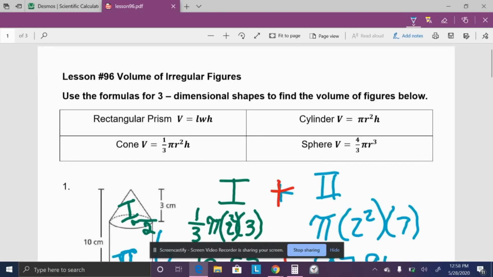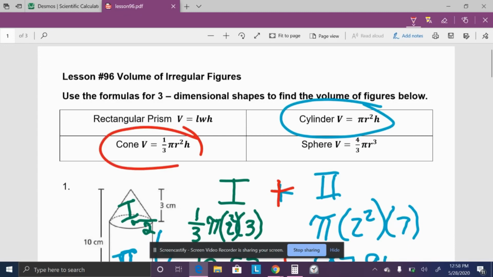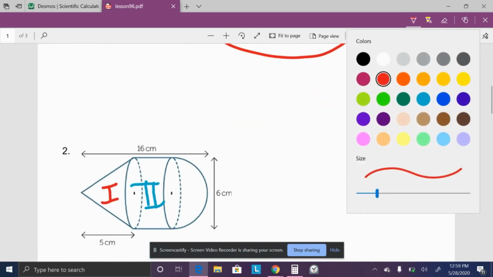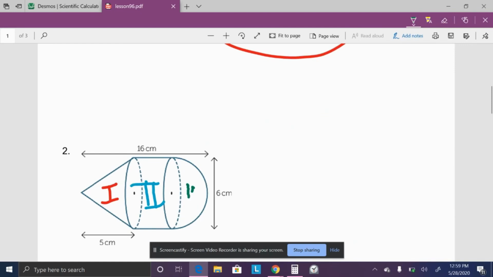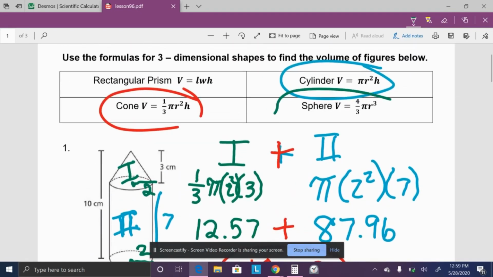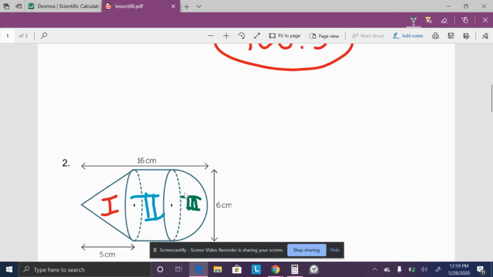We have a cylinder. The other part was the cone. And then the last part, we have a sphere, but we have half of a sphere. It's not the entire sphere, right? It's only the top half portion of it, or I guess the right side portion of it. Okay, so we're adding three parts together.